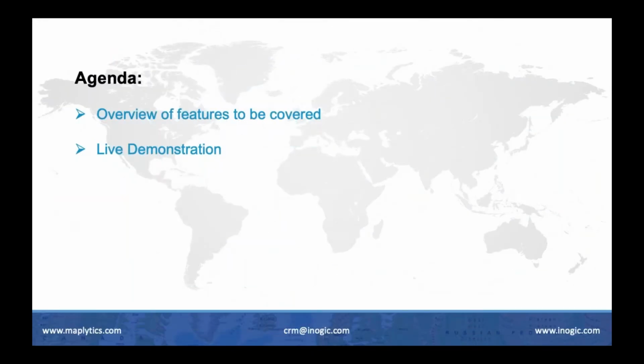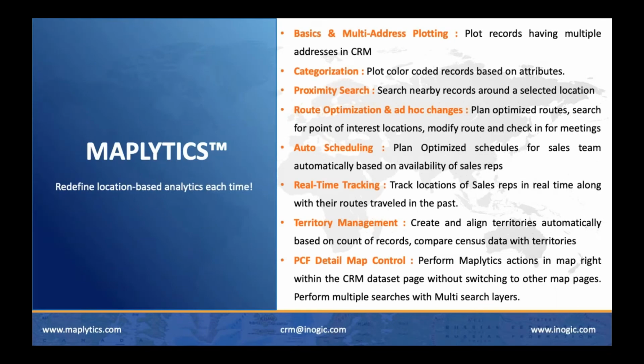So let's have a look at today's agenda for the webinar. We'll start with a quick overview of the features to be covered, and lastly we'll be getting the live demonstrations of the same. These are the features that I have listed for today's webinar. I'll start with the quick basics of how to get the data plotted on the map. And if you have a lot of addresses saved in the CRM records, we'll also be seeing the feature of multi-address plotting. Using this, you'll be able to plot the data which has multiple addresses saved in the CRM.